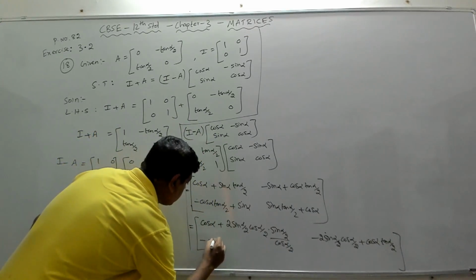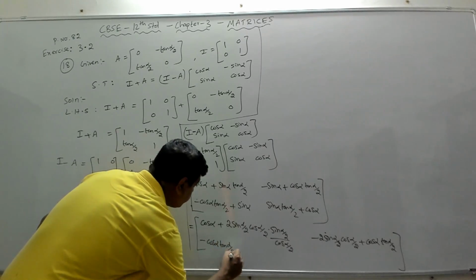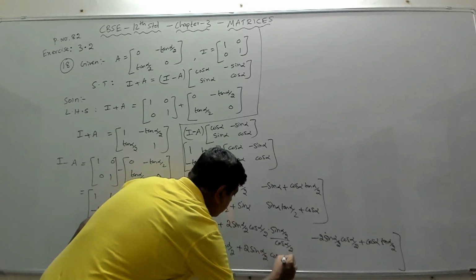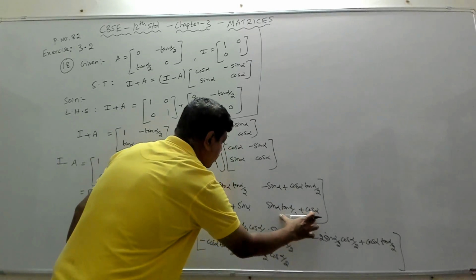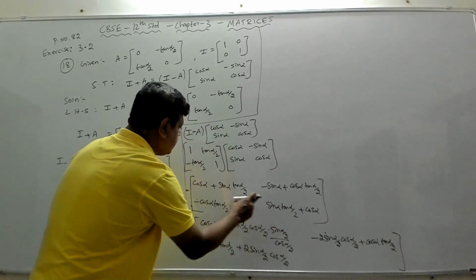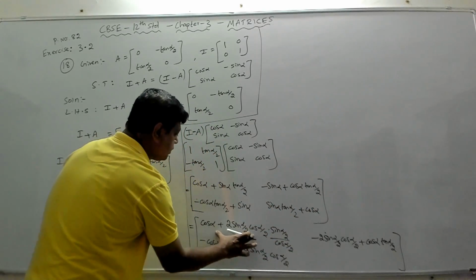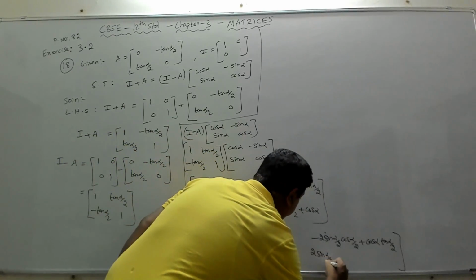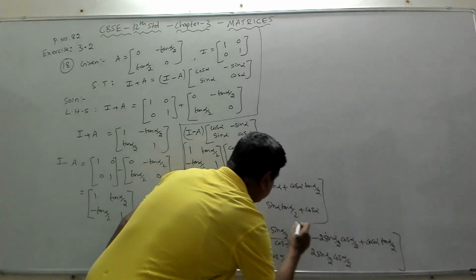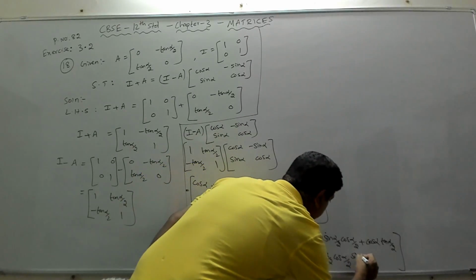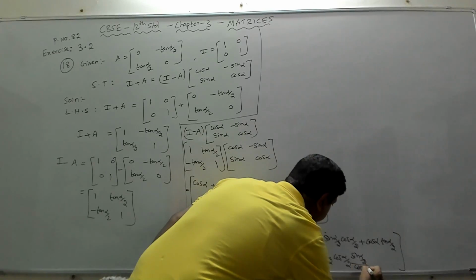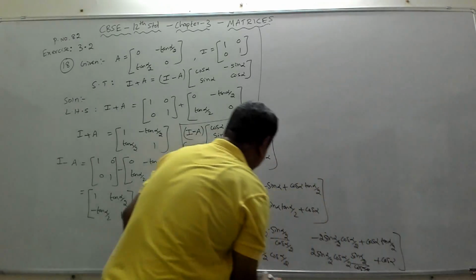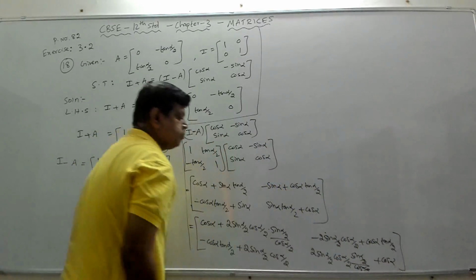This is minus cos alpha tan alpha by 2 plus sin alpha, which you write as 2 sin alpha by 2 cos alpha by 2. That is this part. Now here, this one again, we'll write sin alpha as the same thing we wrote here. So your sin alpha is 2 sin alpha by 2 cos alpha by 2, and tan alpha by 2 is sin alpha by 2 by cos alpha by 2, plus cos alpha. So basically whatever I have written here, I have written here.